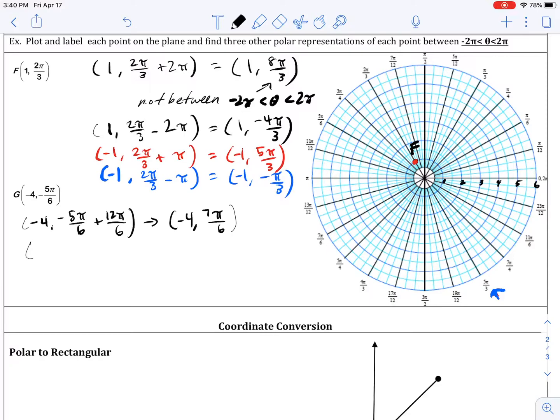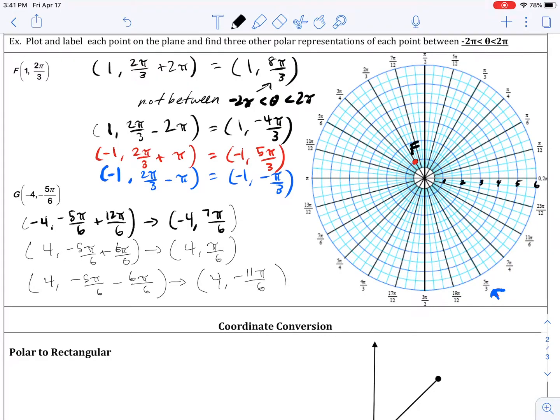This time finding the opposite r value for -5 pi over 6 plus pi, or 6 pi over 6. And that gives you 4 pi over 6. And then finally, for -5 pi over 6, minus pi, or -6 pi over 6. And that should give you 4 and a -11 pi over 6. So if you've done all that correctly, go ahead and check where G should be.